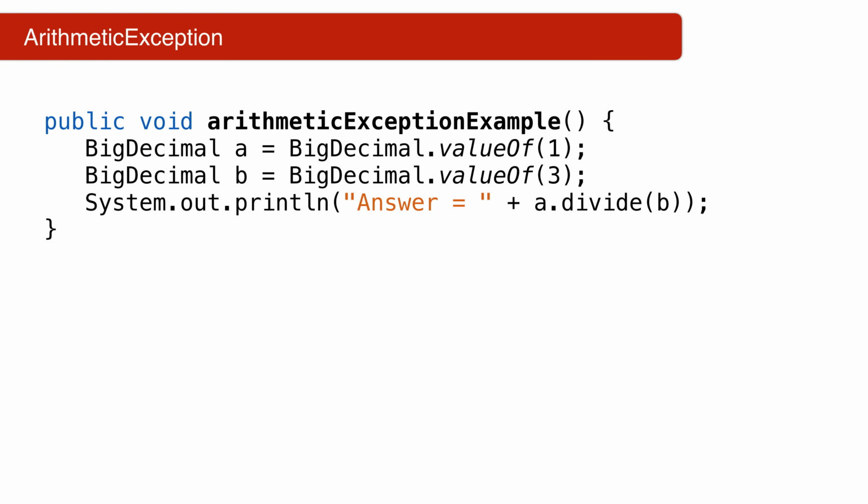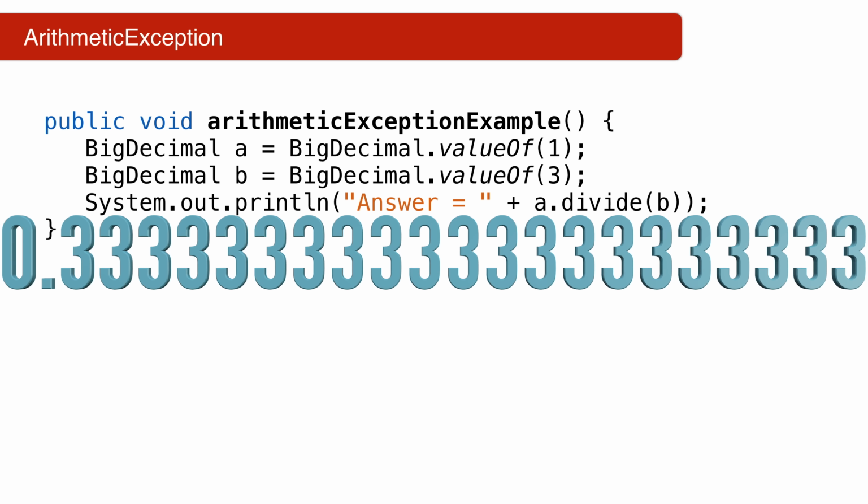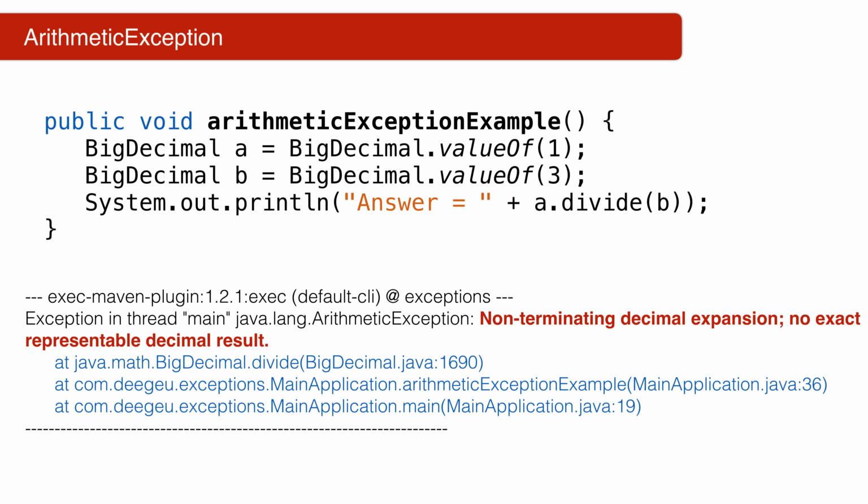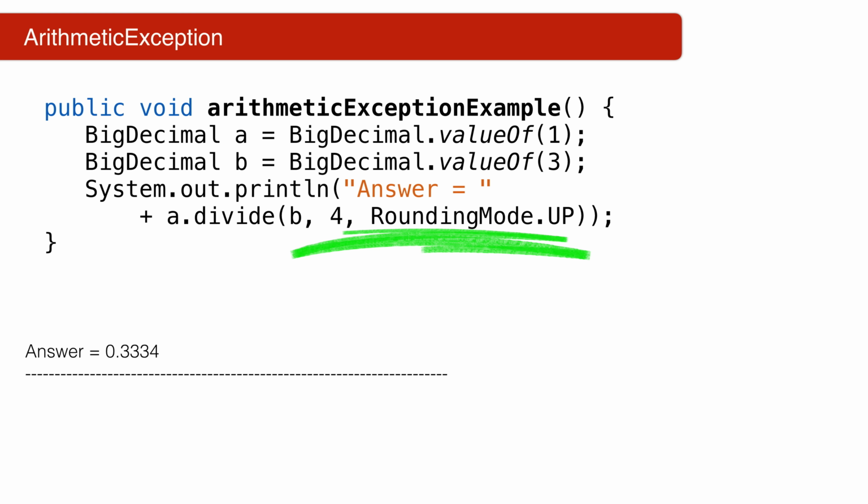Another place we'll see this exception is using the BigDecimal class. The idea behind that class is to hold any number regardless of how big it is. Of course, if we divide 1 by 3, we'll get a repeating decimal. No computer can hold an infinite number of digits. The default for BigDecimal is to represent the number exactly. To fix this, we need to find some type of rounding. So we need to change our division to include a precision and a rounding mode like this.